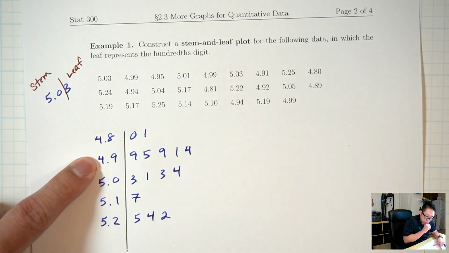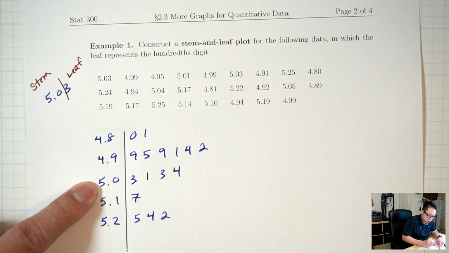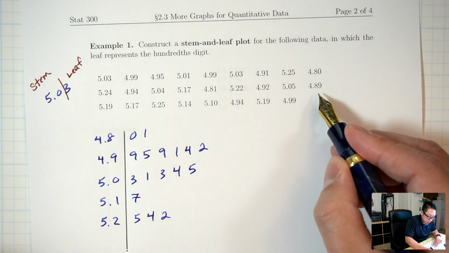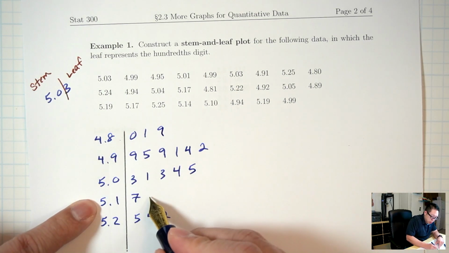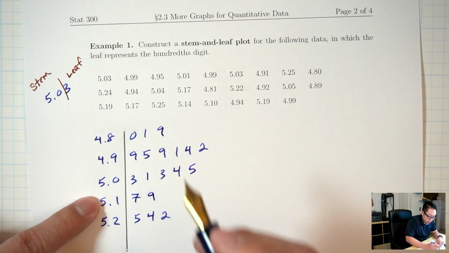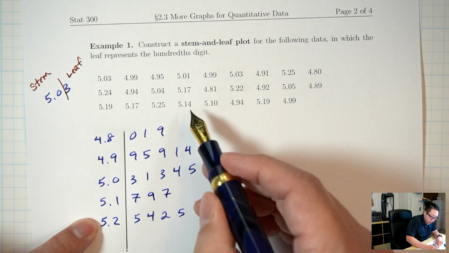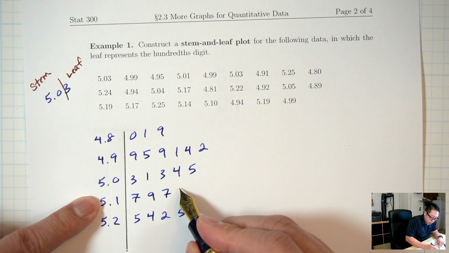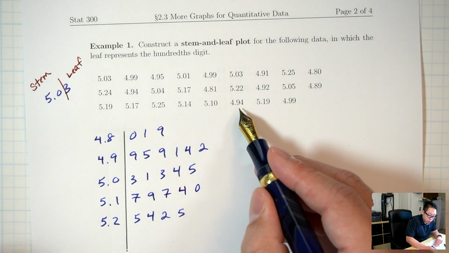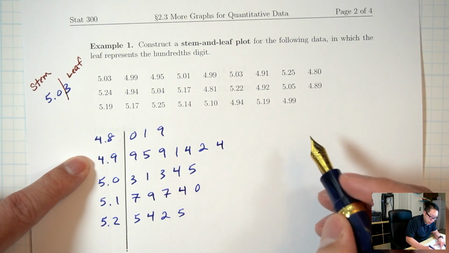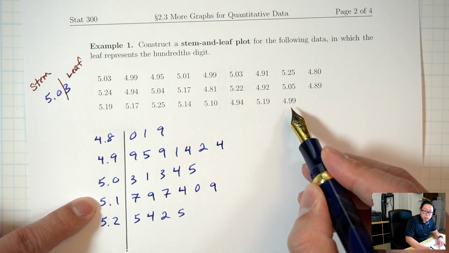4.92 goes with the 4.9, so that's going to be a 2 there. 5.05 goes with the 5.0, it's 5. 4.89 goes with the 4.8. 5.19 there. 5.17. 5.25. 5.14. 5.10. 4.94. 5.19. And 4.99.